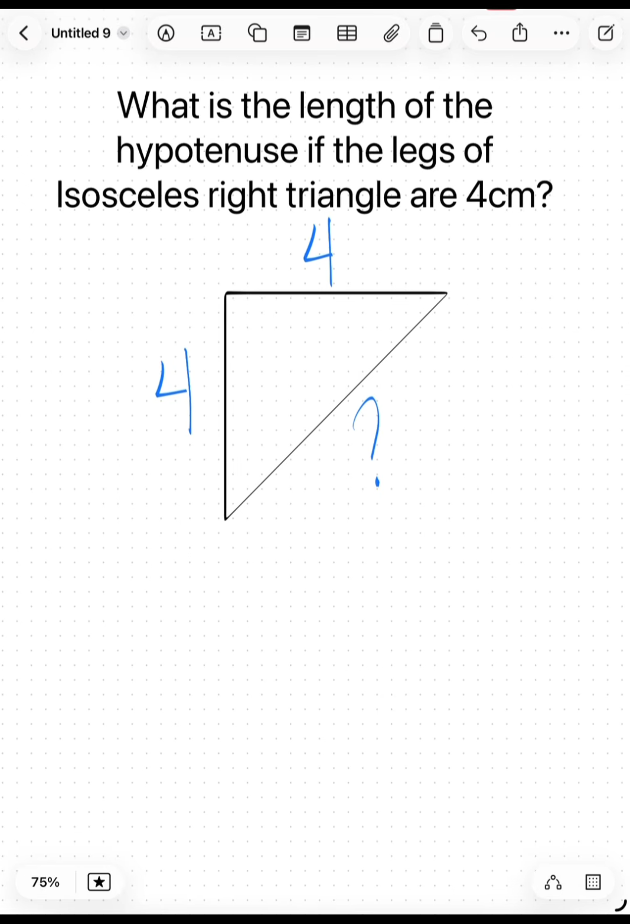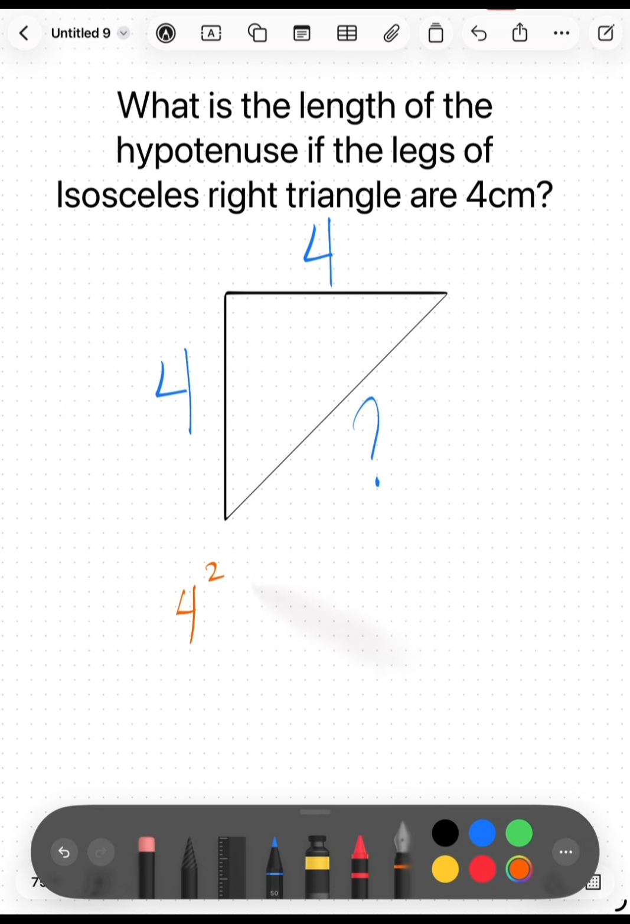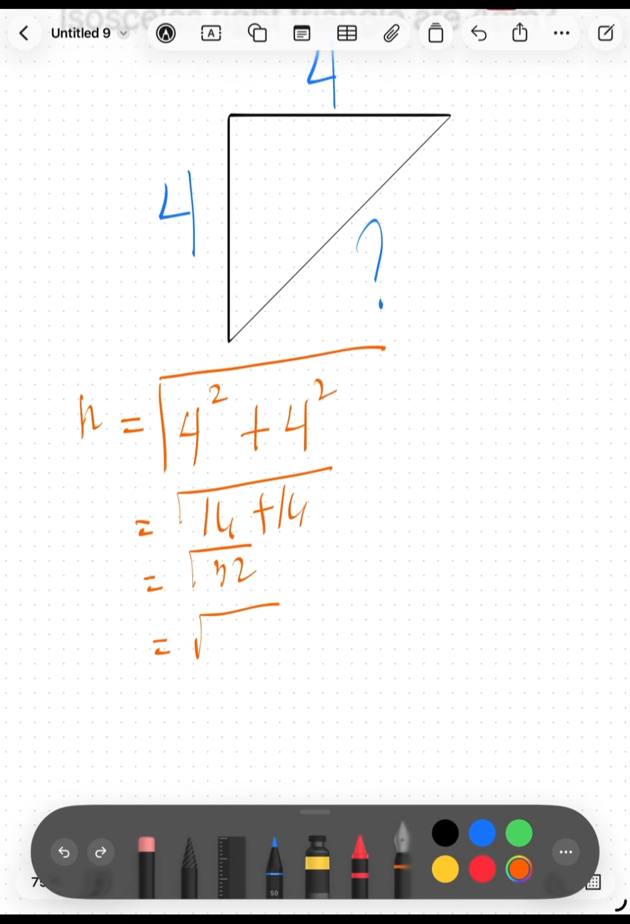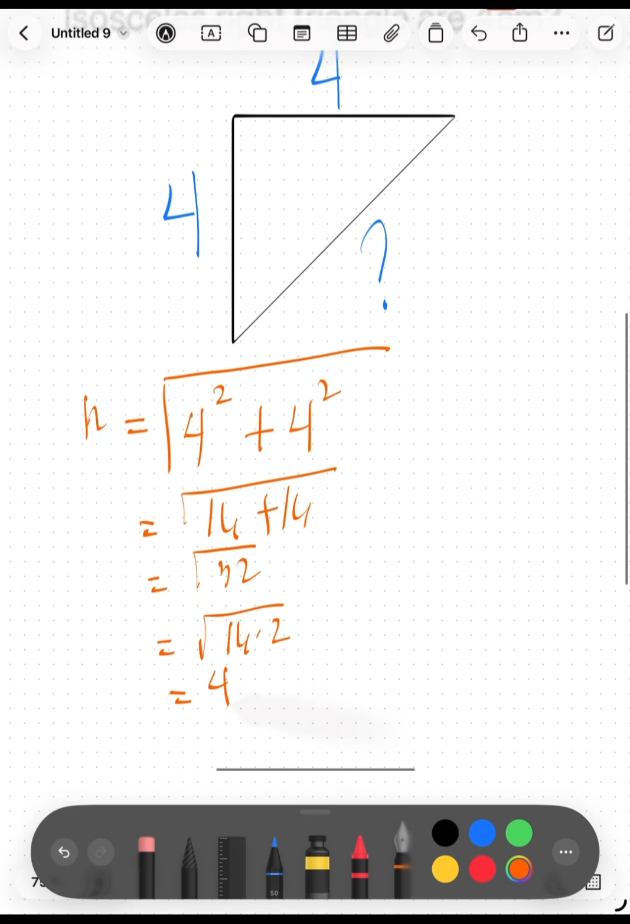One is using the Pythagorean theorem. In that case, you will get the sum of the squares of the two legs, that is 4 squared plus 4 squared, and then you get the square root of that, and that will be the length of the hypotenuse, wherein your answer must be 16 plus 16, then the square root of 32, then factor 32 such that one of the factors is a perfect square, just like 16 times 2. And of course, the square root of 16 is 4, so the answer is 4 square root of 2.